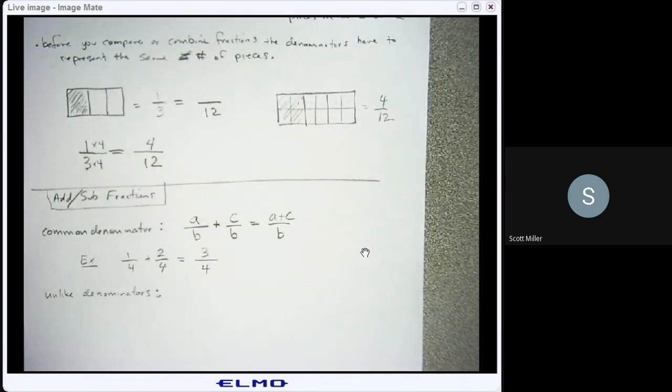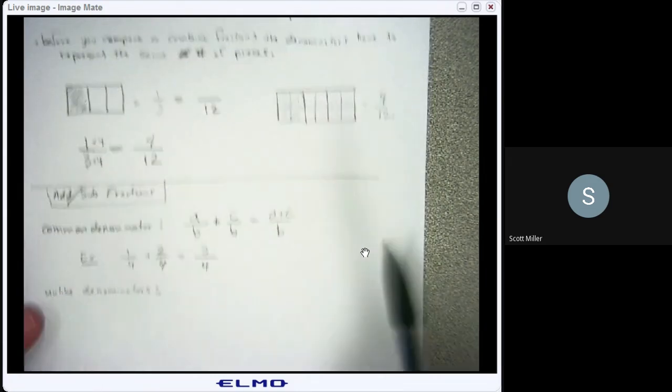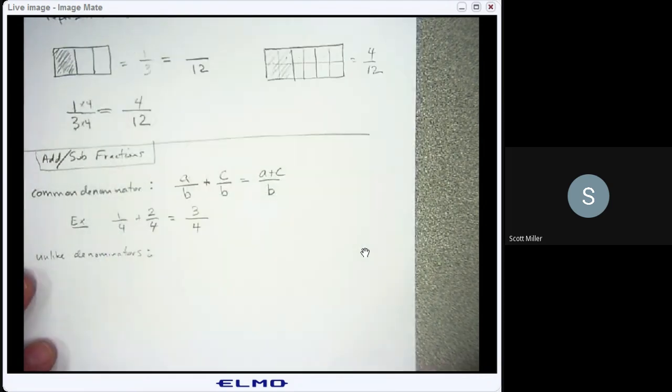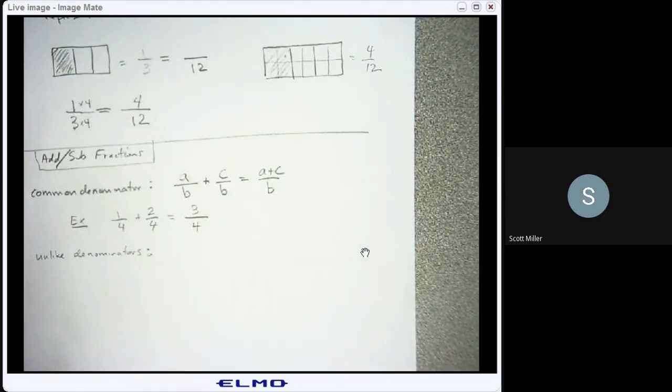Why do people have trouble with this the most? How do I know what number to use? That's the key. That's where people have the issue. Okay? And is that difficult? Not if you look at it the right way.